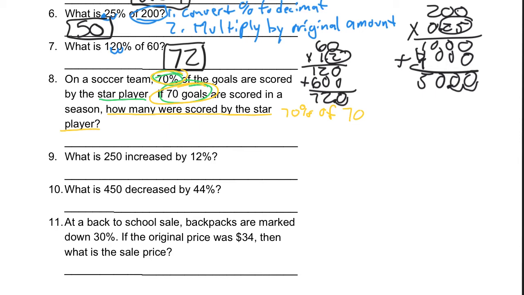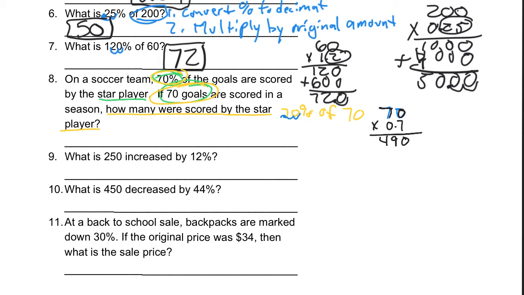Well, we know our strategy. We know how to do this, right? Step 1, convert percent to a decimal. 1, 2, I get 0.7. Then multiply by the original amount. So I'm going to have 70. Here, I'll switch to black. 70 times 0.7. Well, 7 times 0 is 0. 7 times 7 is 49. 490. Okay, am I done?